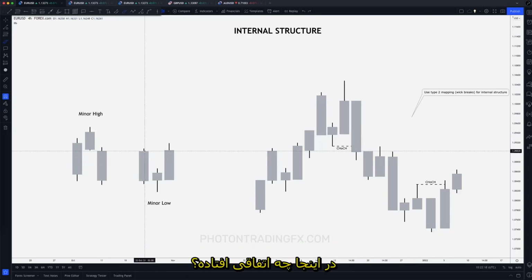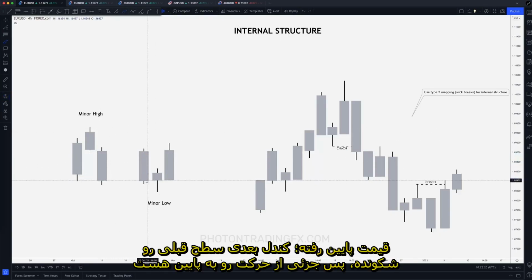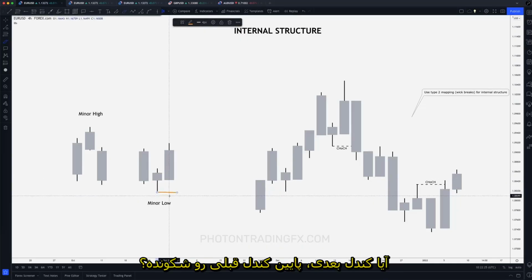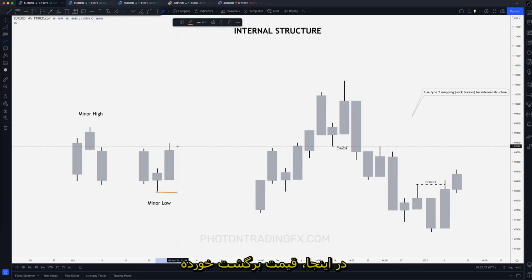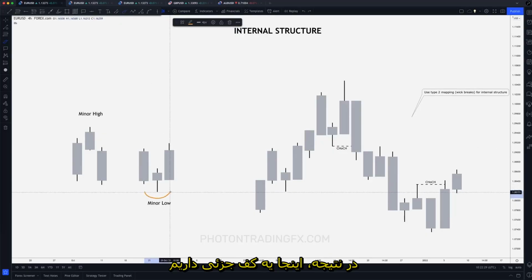So again, when we have a low, what happens? Price moves down, the next candle breaks this low, so it's part of the down move. Did the next candle break the prior candle's low? No, it didn't. So now we have price pulling back, okay? So what that gives us is a minor low, right?